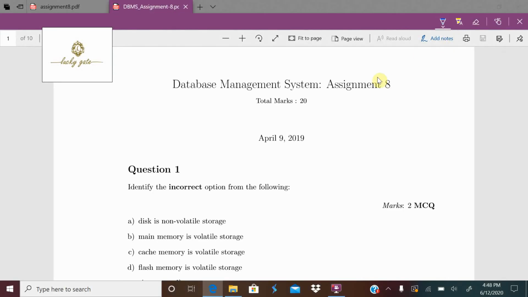Friends, this is Database Management System assignment 8 of an NPTEL course conducted in April 2019. Now coming to question number 1, identify the incorrect option from the following.